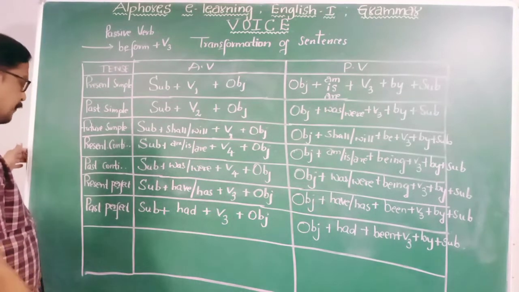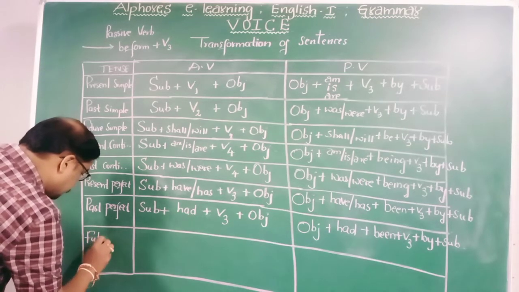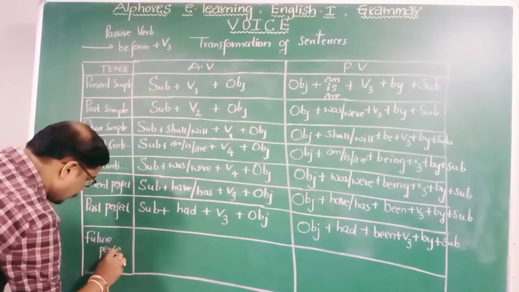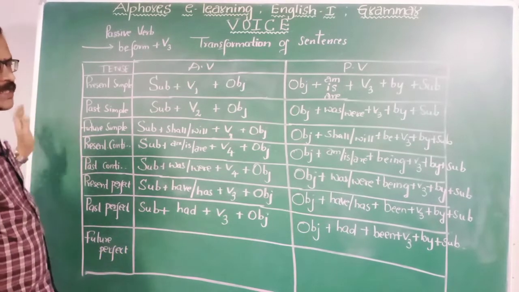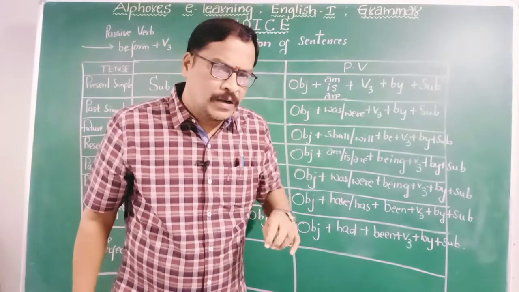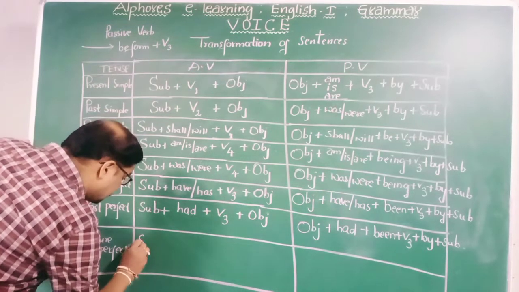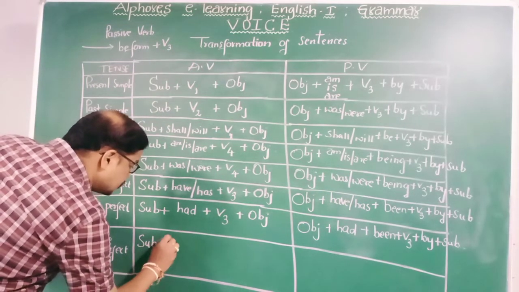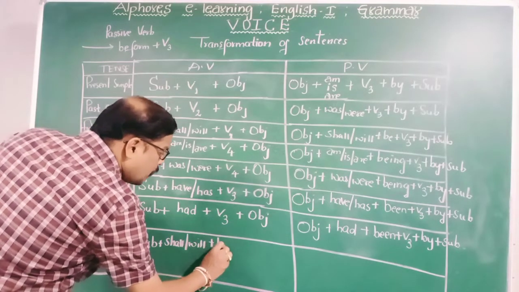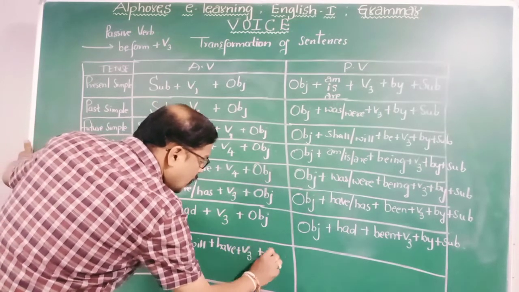Okay, and what is left? That is left only future perfect. What is the structure of future perfect tense? You must be thorough with all structures of all tenses. The structure of future perfect tense is subject plus shall or will plus have plus V3 plus object.